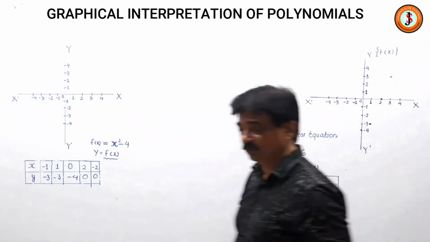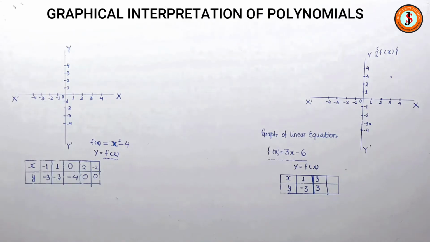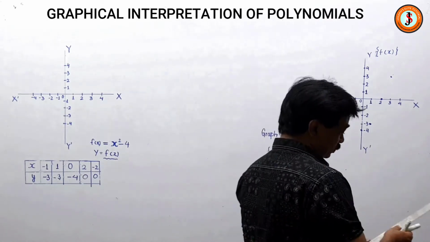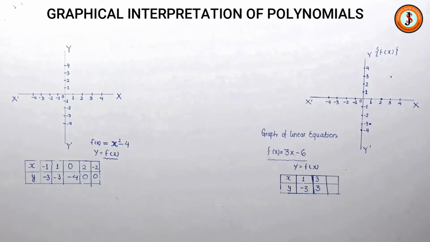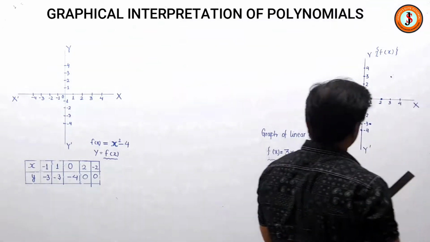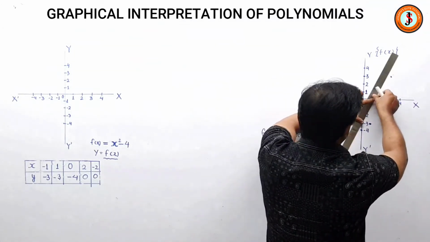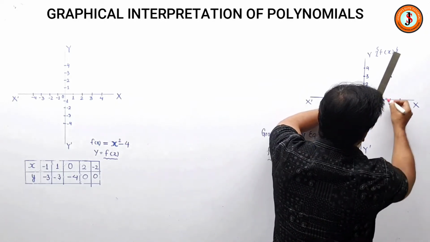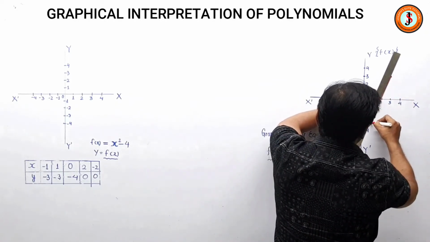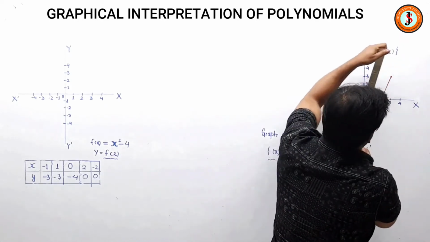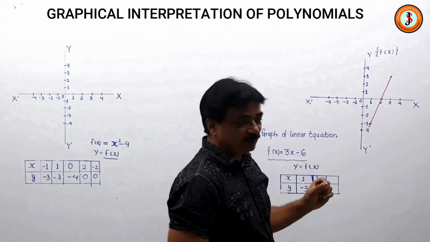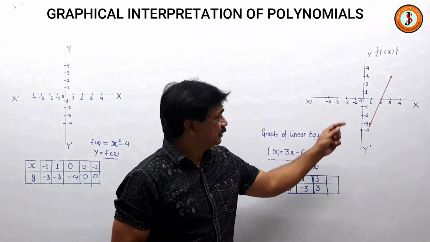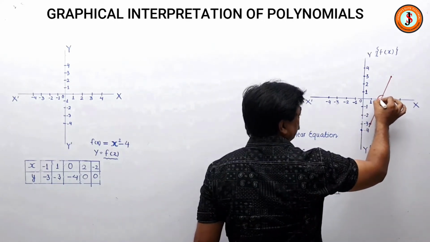I'll just get a scale, just a second. I'm joining this with, let us see, a red pen. So I'm joining these 2 points. And you see it is actually intersecting the x-axis at this point.